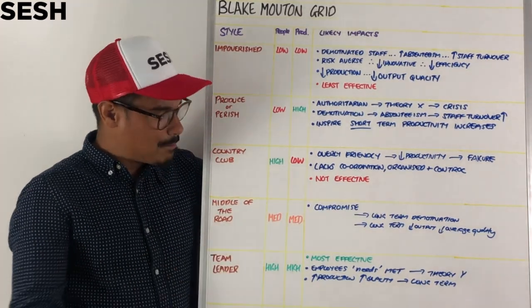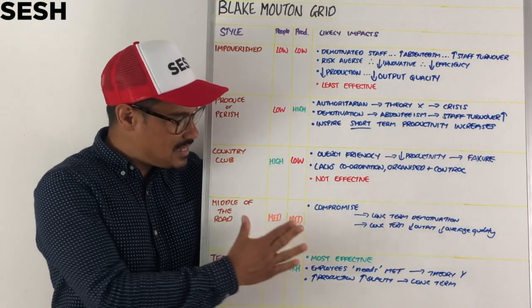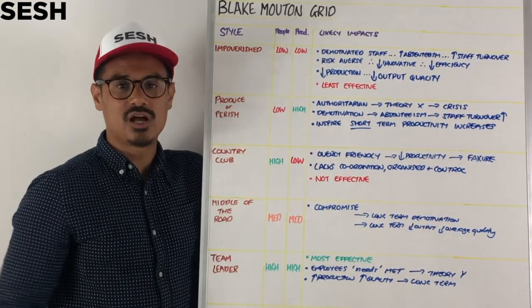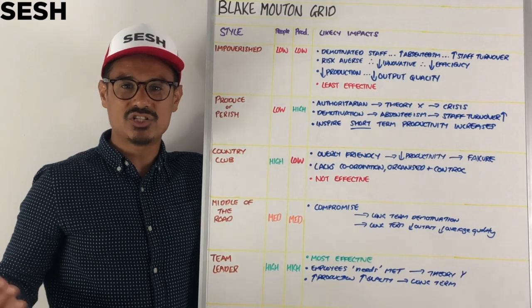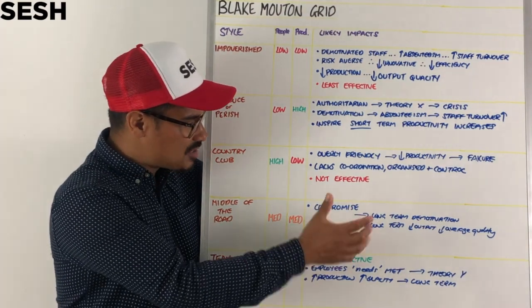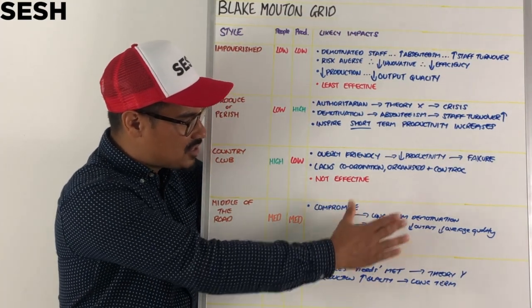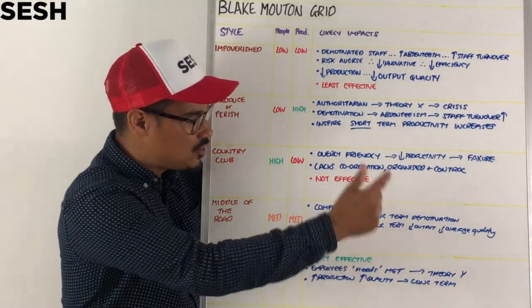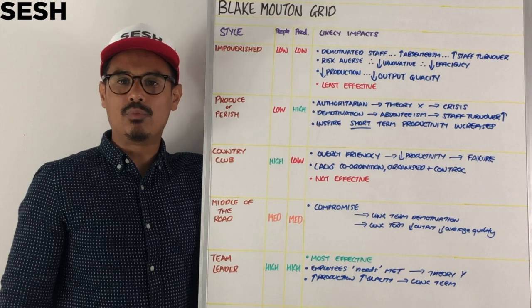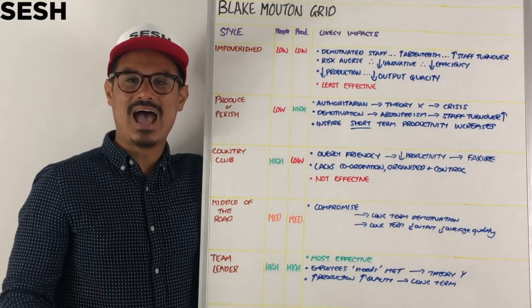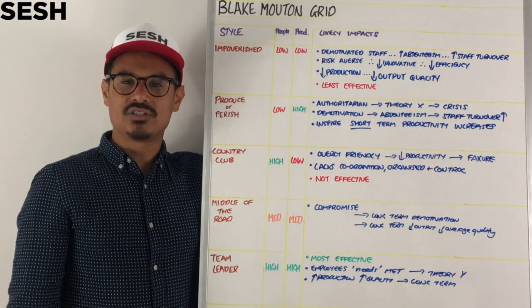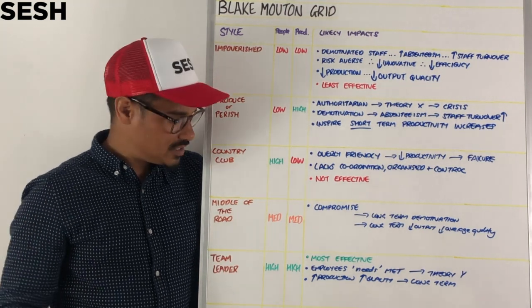The next one is the middle of the road management, which is a medium for both, a medium concern for people, medium concern for production, and it's seen as being really just a compromise. It's a compromise between them, so therefore you still get those long-term demotivation issues because you're not really doing enough for your people, and you're going to get those long-term output issues because you're not really that fully concerned and invested in your productivity, volume or quality.